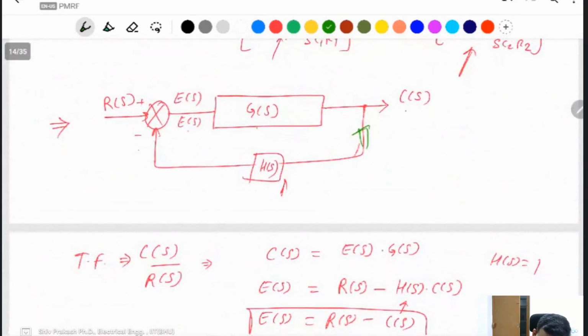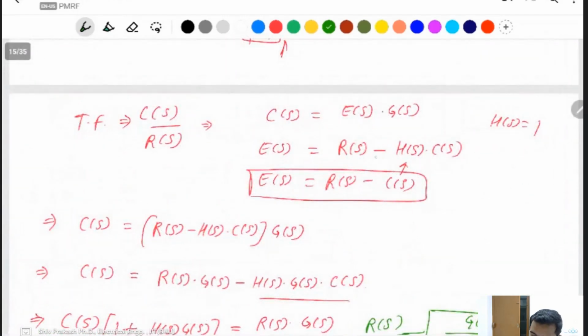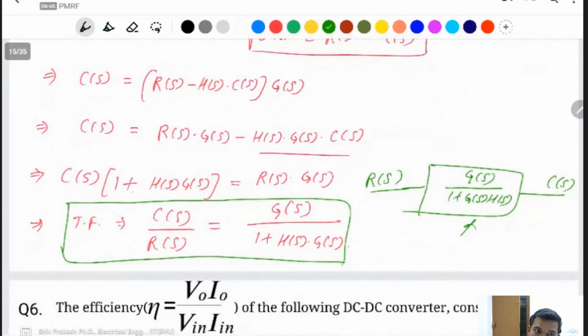Now what happens if this one is positive? This is positive feedback. Negative feedback and positive feedback. If this is a positive feedback, it means this is R(s) plus this one, plus this one. That's why this one is positive. In the final equation, this will be negative when you transfer it to the input side. That's why this will come in the negative in positive feedback and positive in negative feedback.